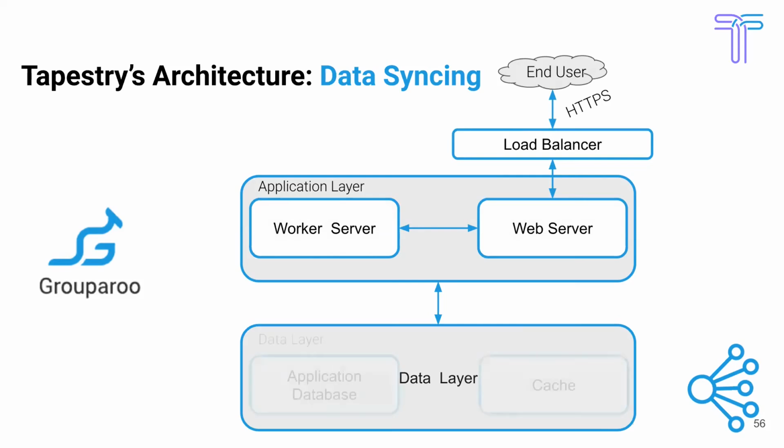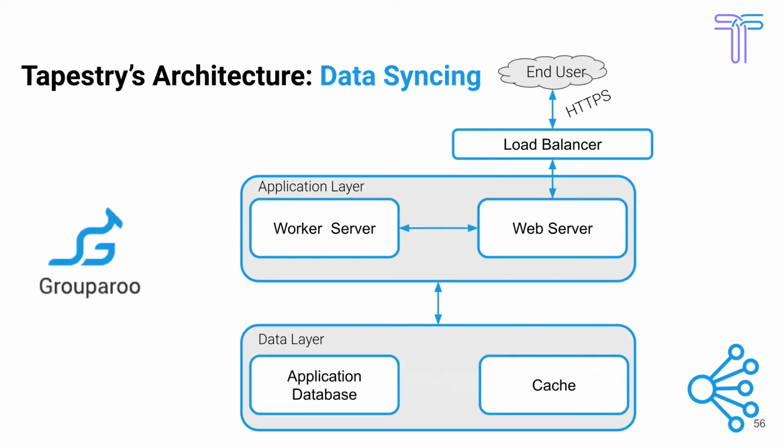The data layer houses the application database as well as the cache. Grouparoo recommends using Redis to serve as both the cache and also as the background job queue for the worker server. They also suggest using Postgres as the database where your user data will be stored. Let's take a look next at how this application architecture informed Tapestry's deployment of Grouparoo to the cloud.